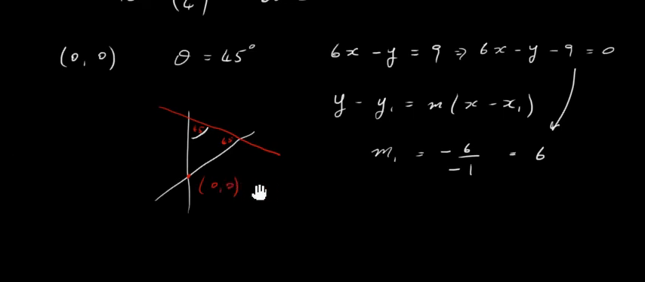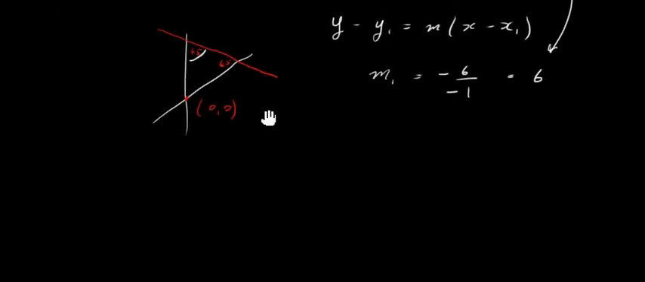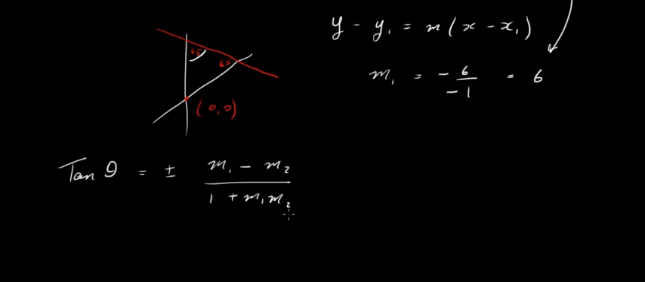Okay, so let's just write our formula down for the angle between two lines. So we know that the tan of theta is equal to plus or minus m1 minus m2 all over 1 plus m1 times m2. Let's just fill in what we've got here. So we know that our angle is 45 degrees, so we've got the tan of 45 degrees is going to be equal to plus or minus, now m1 we said here is 6, so we're going to take 6 minus m2, we don't know the slope of this line here, over 1 plus 6 times m2.